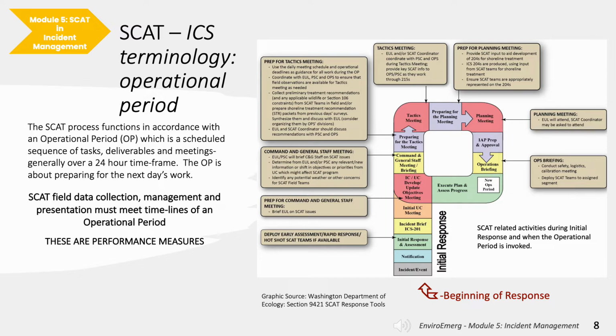SCAT is part of this process of producing deliverables and attending meetings. It's a performance measure. The SCAT field data has to be brought back to the environmental unit, looked over for quality control and assurance, and reflected upon by the SCAT coordinator and other interested parties. The field information and recommendations have to be formulated and packaged as shoreline recommendations that go to the Unified Command and then attached to the Incident Action Plan. As such, it's very much a team effort to get this work done.